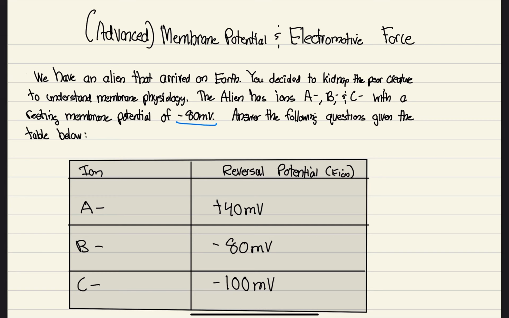We have an alien that's arrived on Earth. He decided to kidnap the poor creature to understand marine physiology. The alien has ions A, B, and C with the resting membrane potential of negative 80 millivolts. Answer the following questions given in the table. We're given that ion A has a reversal potential of positive 40 millivolts, where the ion feels comfortable and wants to stay. For B, the reversal potential is negative 80 millivolts, and for ion C, negative 100 millivolts.